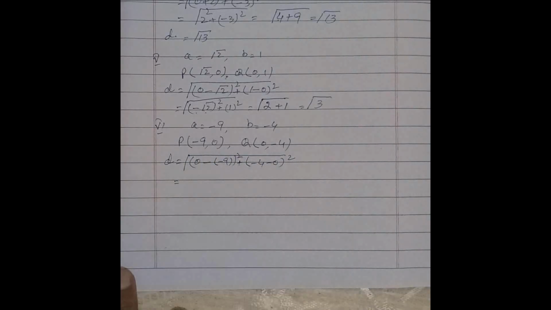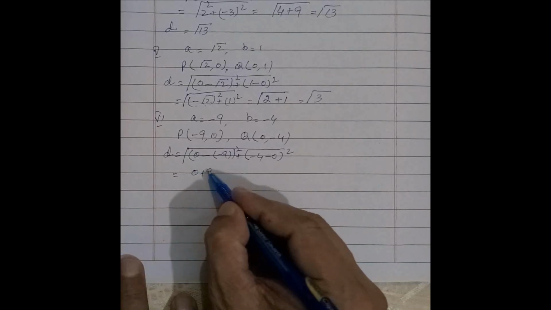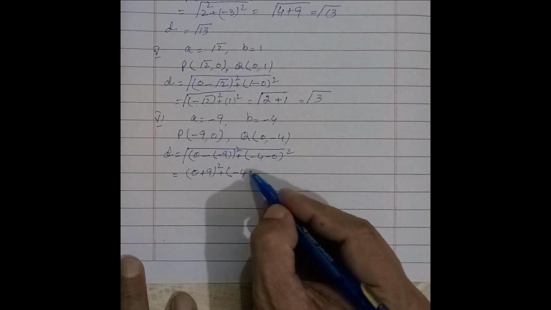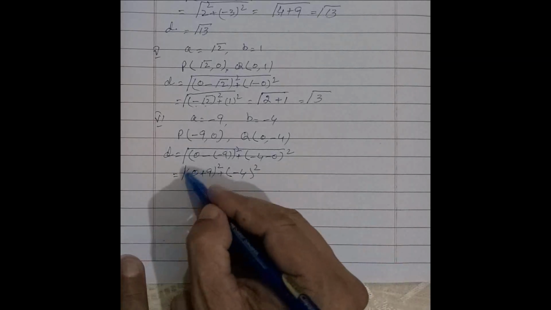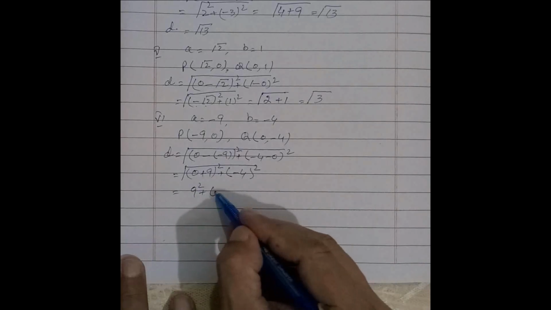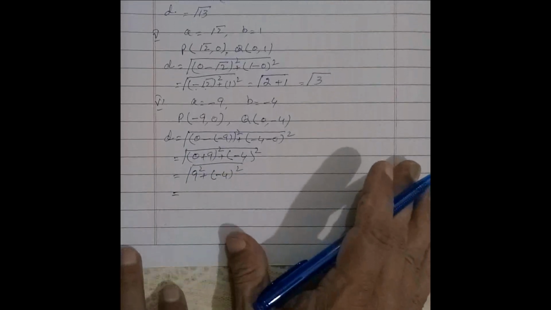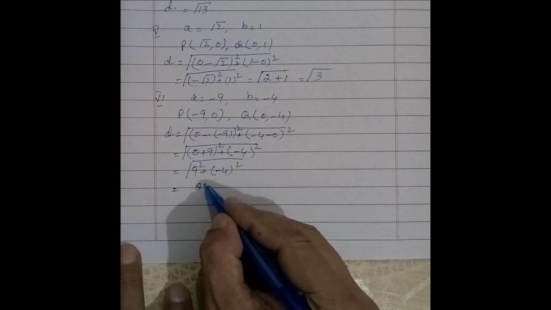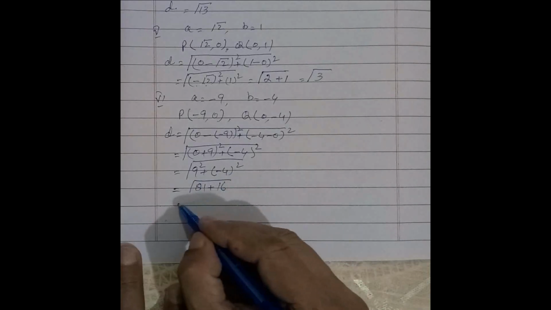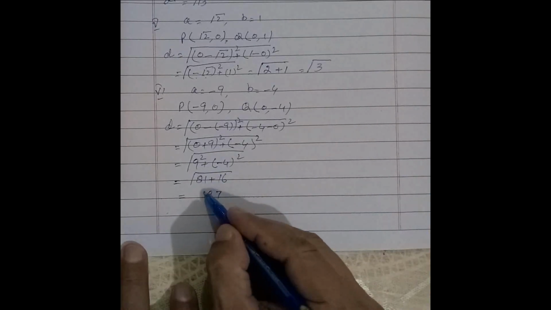Now simplify these values. It is 0 plus 9 whole square plus (minus 4 minus 0, which is minus 4) whole square. Now simplify these values. Minus 9 square is equal to 81 plus minus 4 square is equal to 16. And the answer is 81 plus 16, which is 97.